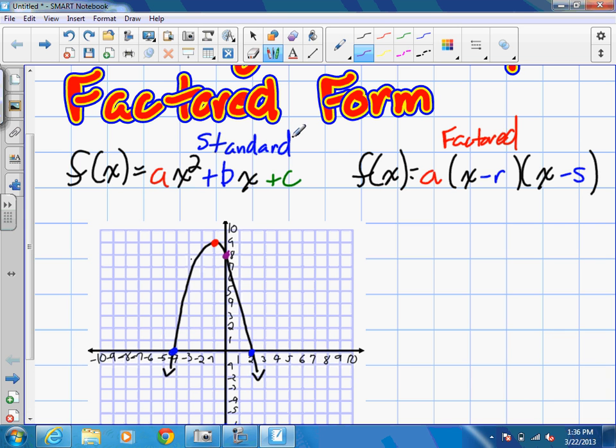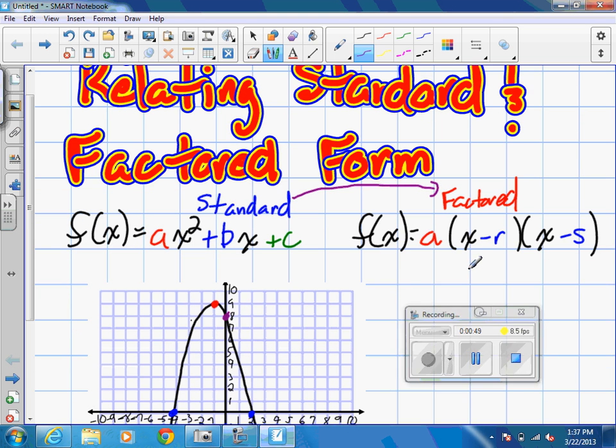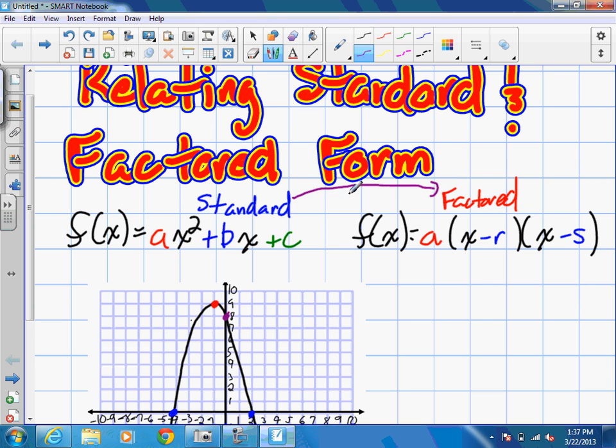If I'm going from standard to factored form, what is it that we need to do in order to do that? We need to factor it. Very good. So like we said, when we go from standard to factored form, we are factoring, which we've gone over. What if I'm doing the reverse? If I'm going from the factored form to the standard form, what do we do? We expand. Yeah, expand and simplify, they call it.